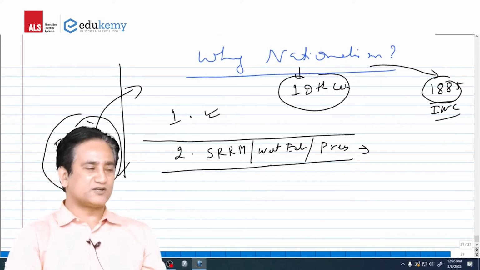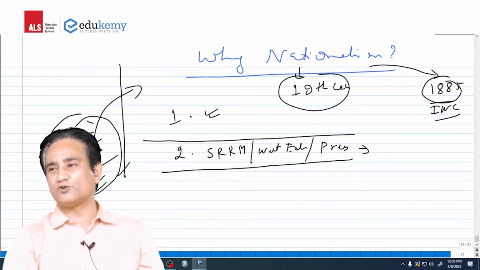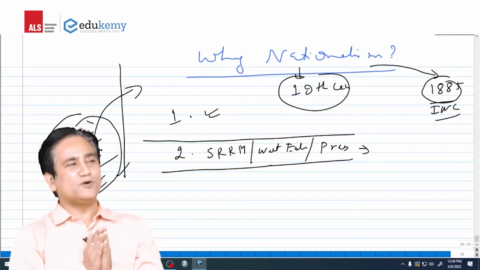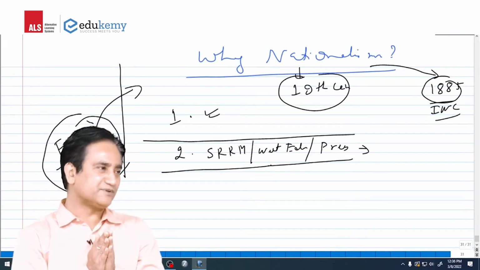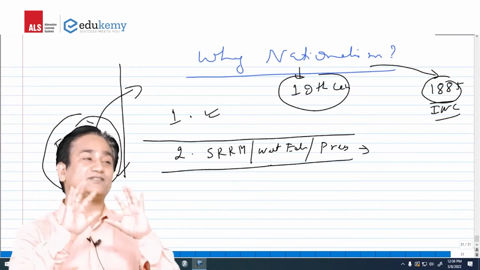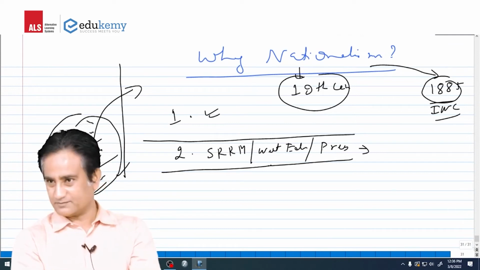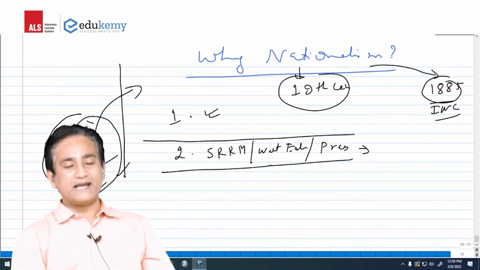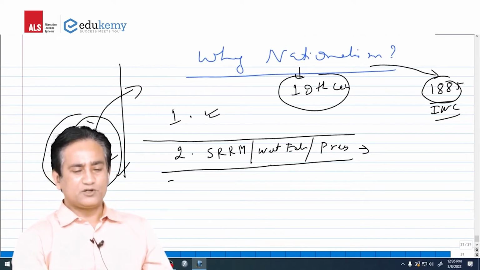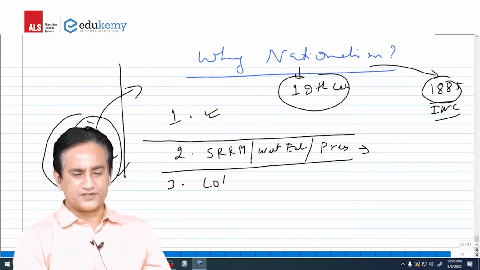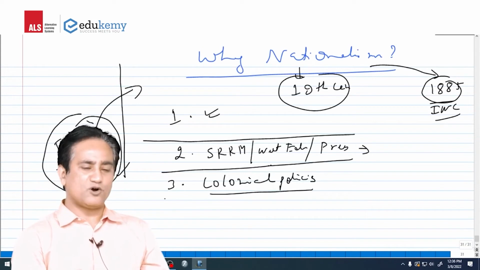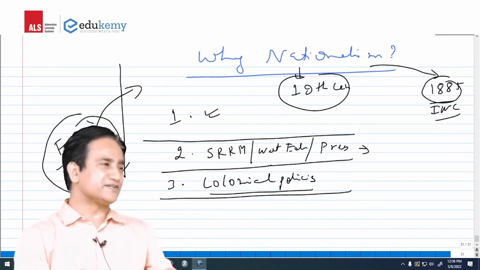The press played an important role, Western education played an important role, and the socio-religious reform movements played an important role. They also prepared the background for the rise of nationalism. We started thinking about one nation. The third idea is because of colonial policies. For example, the economic policy of the British Empire.